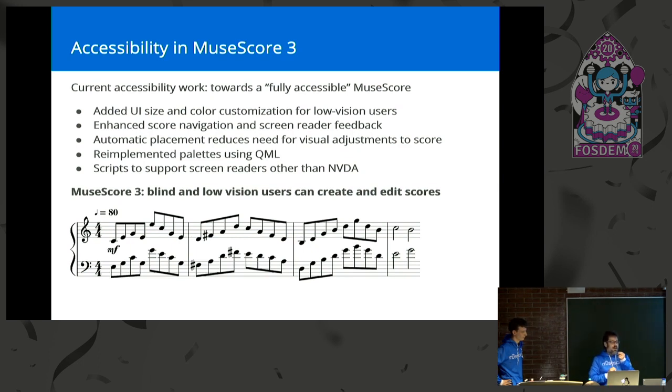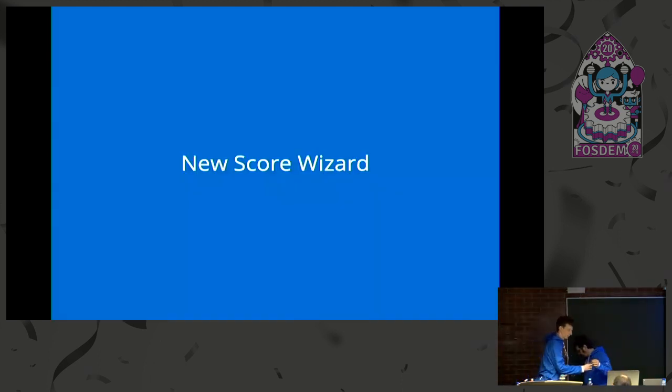And we've totally re-implemented the palettes using QML, and Peter will talk about that, to make them screen reader and keyboard accessible, because they weren't either. And we've really improved the navigation and screen reader output for the score view. I'll talk a little bit more about that. And the bottom line is now we really have a pretty good story where blind users can both read but also create and edit scores.